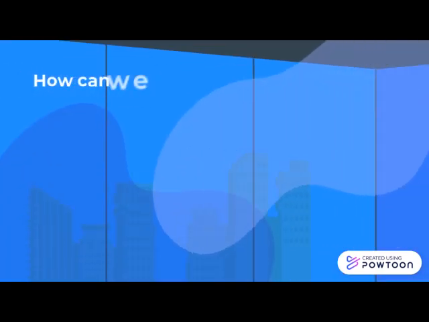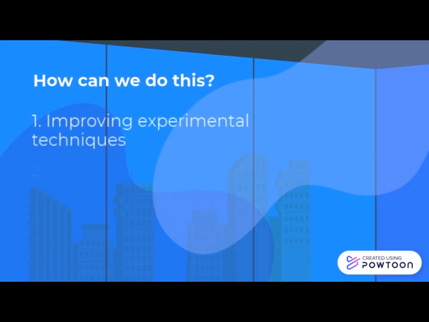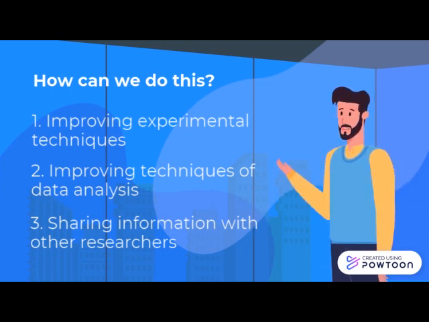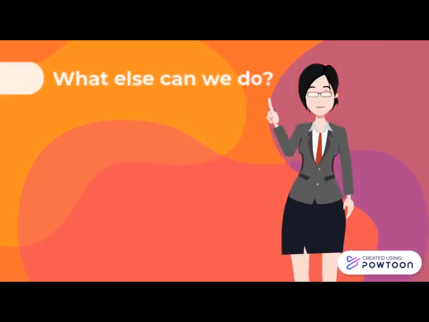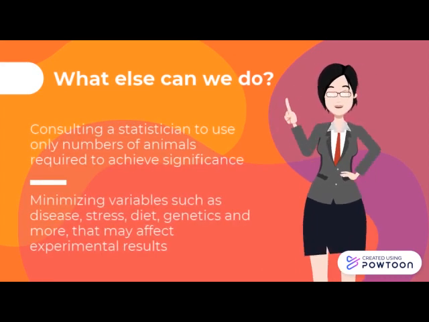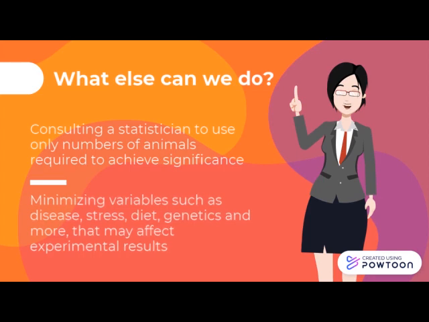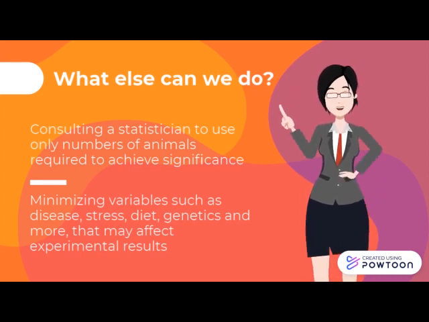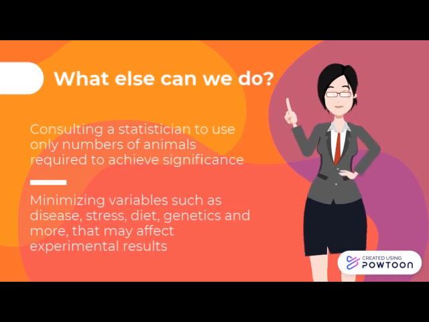So how can we reduce the number of animals used in experiments? In order to do that, we can improve the experimental techniques. We can also improve techniques of data analysis, and also share information with other researchers. We can also consult with a statistician to use only the number of animals required to achieve significance. Other than that, we can also minimize the variables such as disease, stress, diet, genetics, etc. that may affect experimental results.